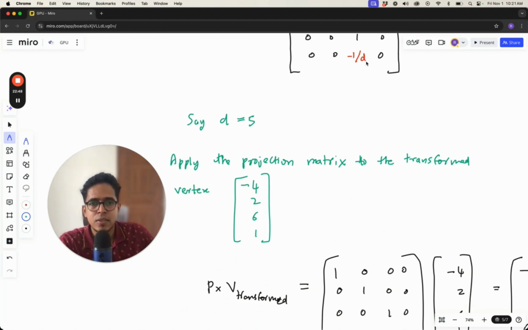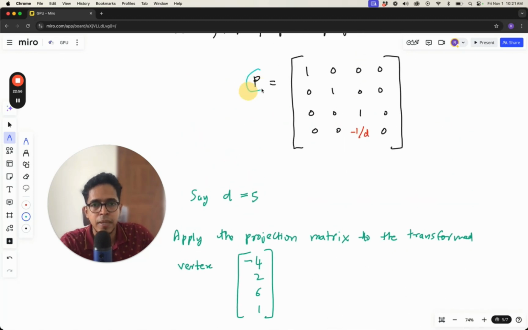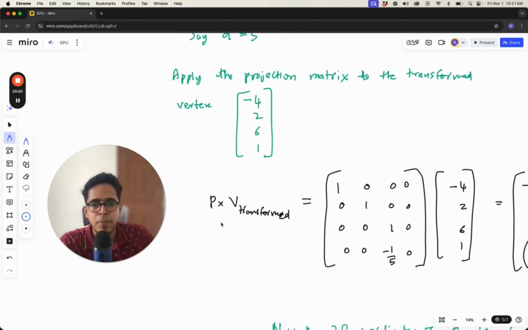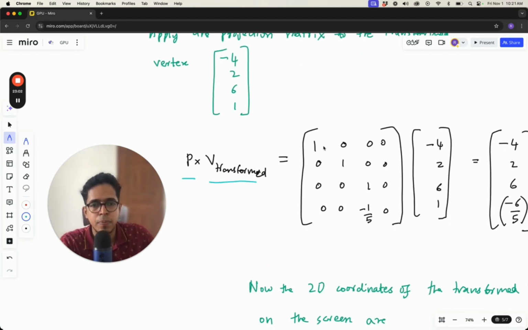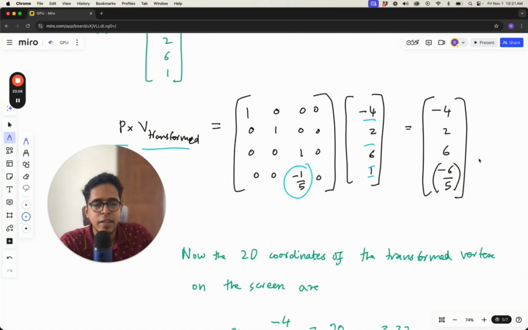Now, if the distance d is, let's say, 5, then we can apply the projection matrix to this particular transformed vector. The projection matrix is P, right? The value of this will be minus 1 by 5, and you do P multiplied by V transformed. So P was 1, 1, 1, and this value will be minus 1 by 5. V transformed is this, and then that will give us this.